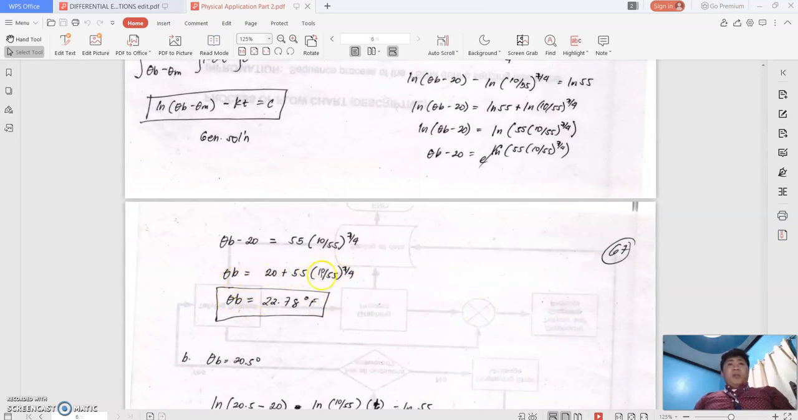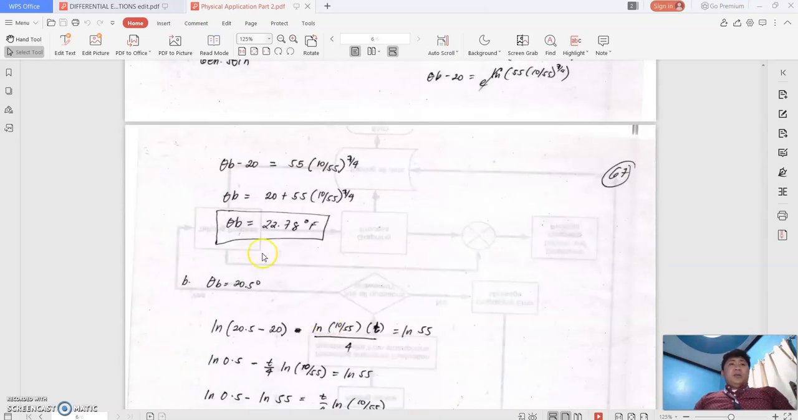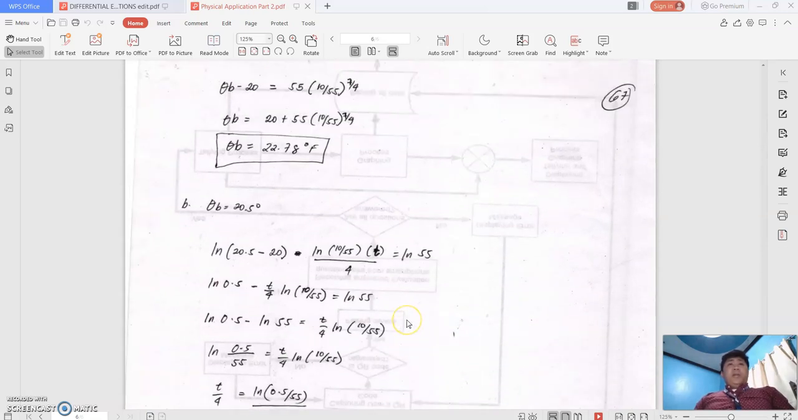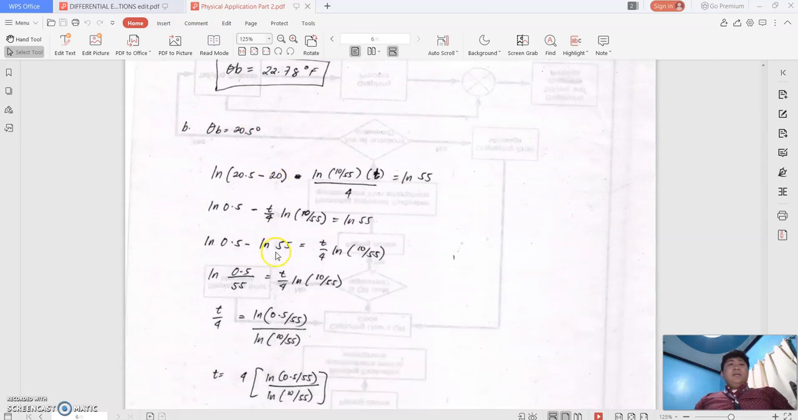20 plus 55, 10 over 55, t over 4. You just plainly substitute the temperature here. So you still get a varying value of the temperature of the body with respect to time. So what is the time? So now, the question is, how much time, what time will the thermometer reach a temperature of 20.5.